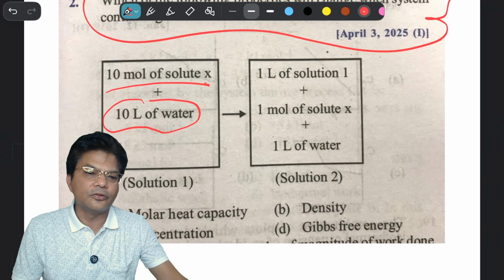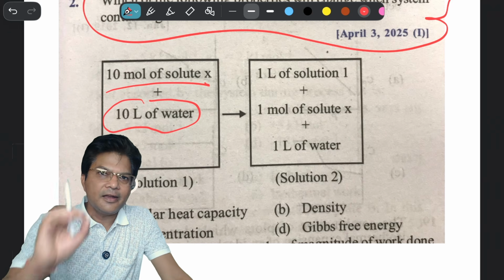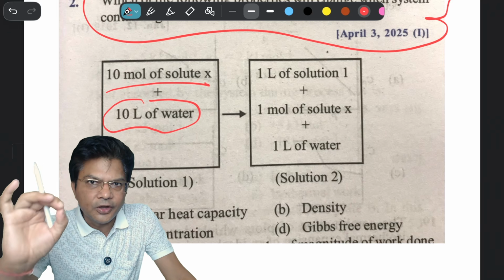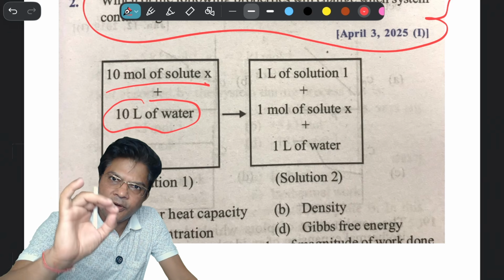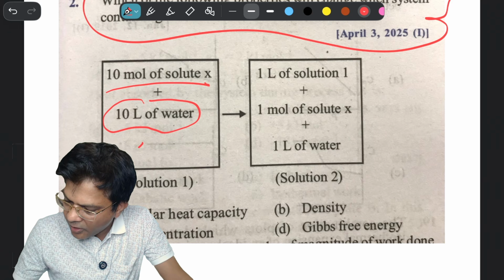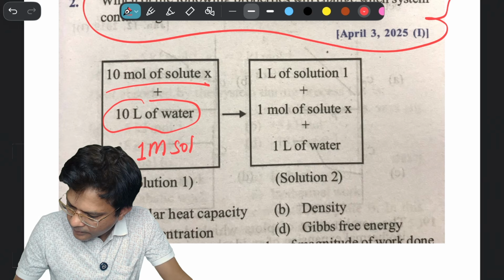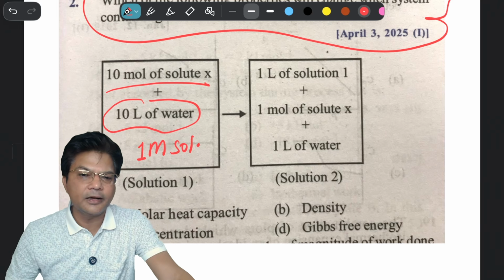10 liter of solution, that means definitely you must have got molarity, the number of moles of solute dissolved per volume of solution, 10 moles upon 10 liters. So for molarity, we got a 1 molar solution. I hope this point is clear.